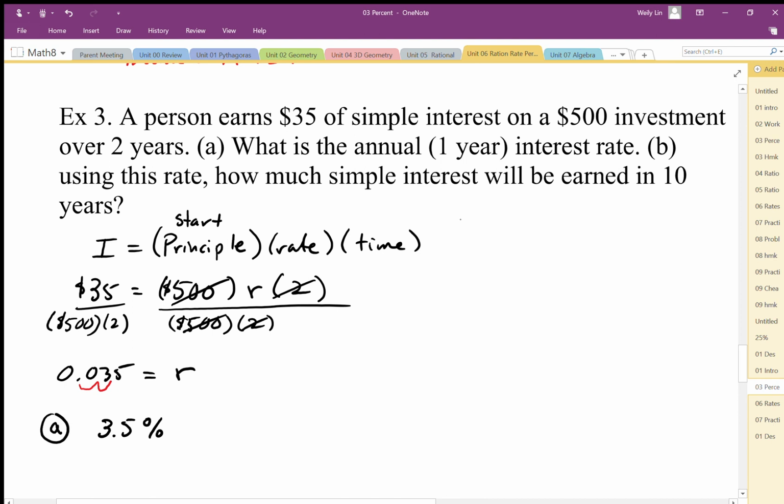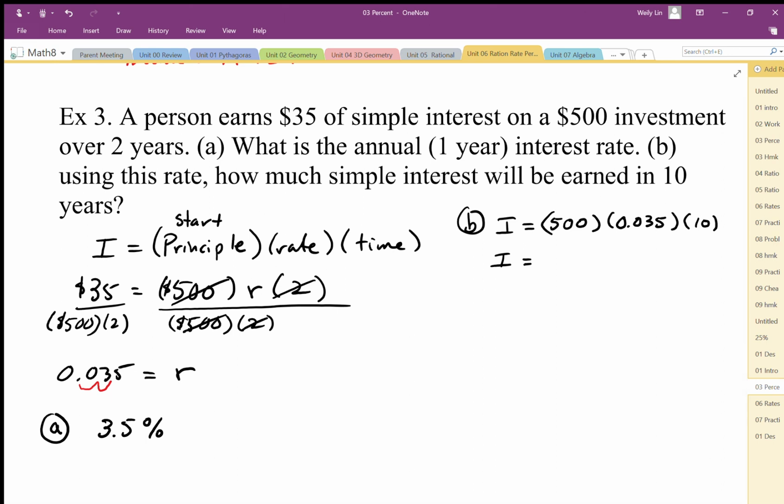For part B, I need to figure out how much simple interest will be earned in 10 years. Well, then I just plug it right back into this formula. My interest is what I'm calculating. I start with $500. My rate is, I'm going to use a decimal rate, 0.035, and this time, instead of 2 years, I'm going to do it for 10 years. So my simple interest becomes 500 times 0.035 times 10 years. And that's going to give me $175 worth of interest over 10 years. Okay, that really translates to about $17.50 every year for interest.